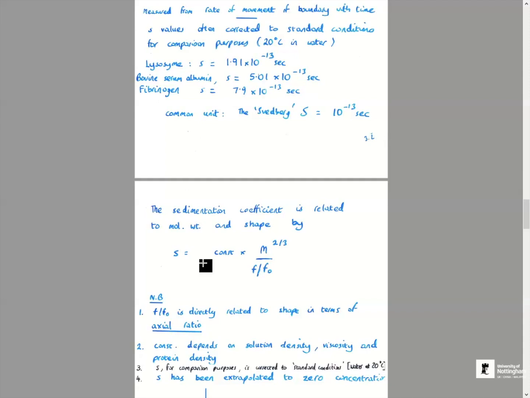It's a measure of shape of the molecule and hydration. And it's related to the axial ratio, the relation of the long axis to the short axis. The constant depends on the solution density, viscosity, and protein density. You don't need to remember that formula. I'm not going to give it to you anyway. S, for comparison purposes, is corrected to standard conditions. That is the viscosity and density of water at 20 degrees. It doesn't mean you're measuring in water. You've got to have some ions in there to shield charge effects and reduce non-ideality, but we just convert it to standard conditions afterwards.